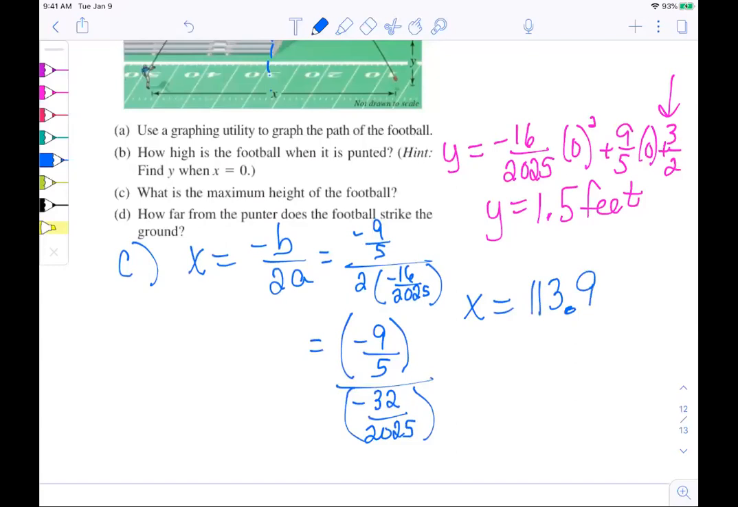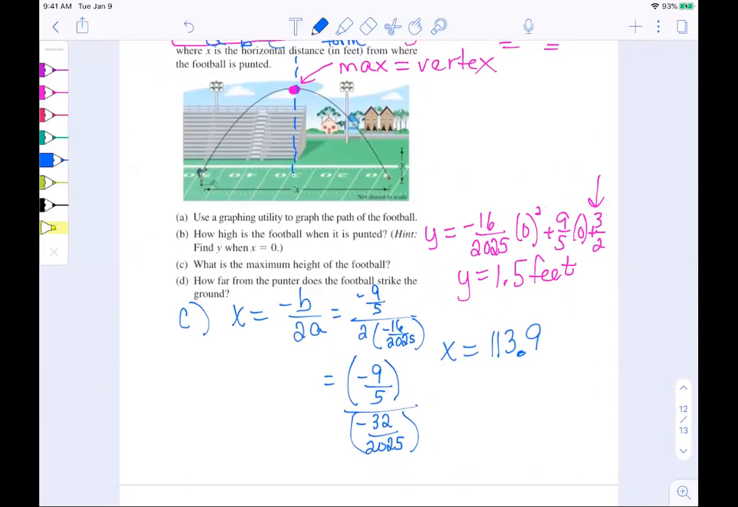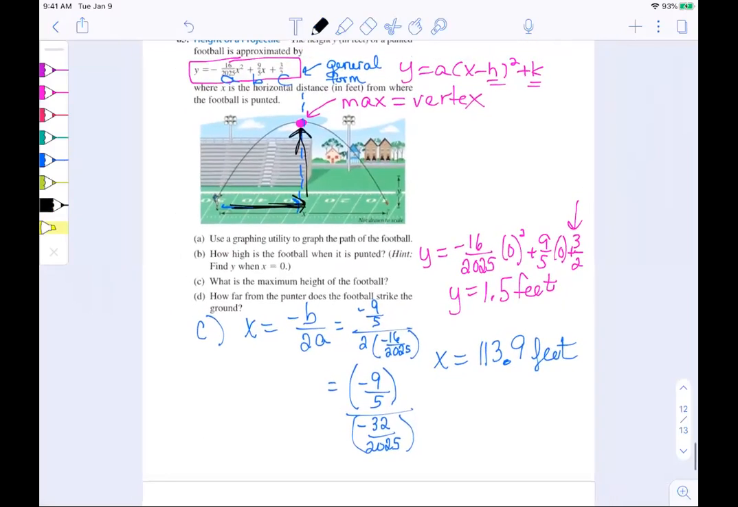So that 113.9 is my axis of symmetry. So that tells me that I have to go over 113.9 feet. But the question says, what is the maximum height? And this isn't the height, this is how far we're going over. To get the height, we need to know how high we're going up. So what do you think you would do with 113.9 feet to figure out how high the ball would go?